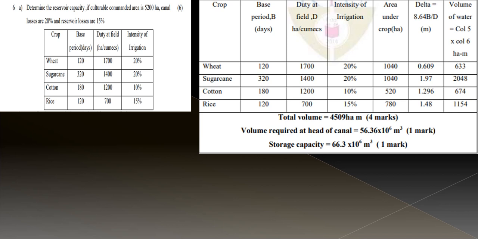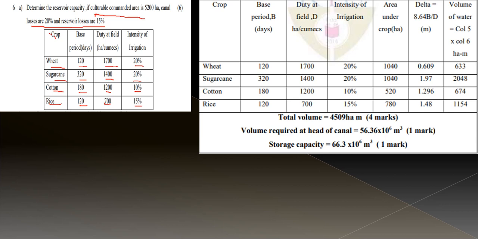Now the question: determine the reservoir capacity if culturable command area is 5200 hectares, canal losses are 20% and reservoir losses are 15%. Okay, let us see. The question: four crops are given: wheat, sugarcane, cotton, and rice. Each of its base period are given. Then duty at the field is also given, and intensity of irrigation is given.